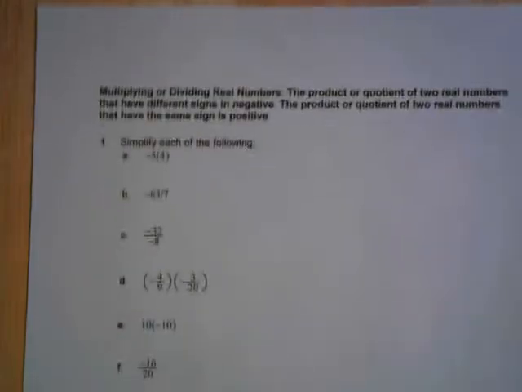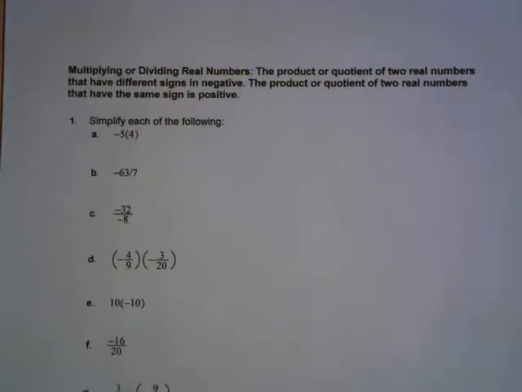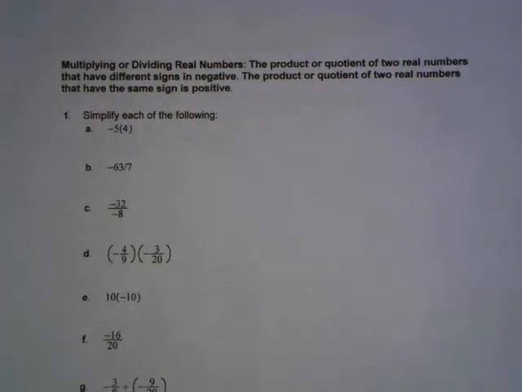Okay, the last thing we have in this section. Actually, that was the end of that section. Now we go to section 2.5. Multiplying or dividing real numbers. There's a simple rule, and the rule is the product or quotient of two real numbers that have different signs is negative. The product or quotient of two real numbers that have the same sign is positive.